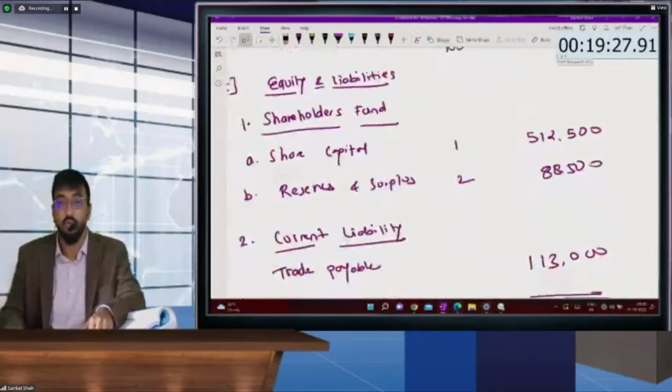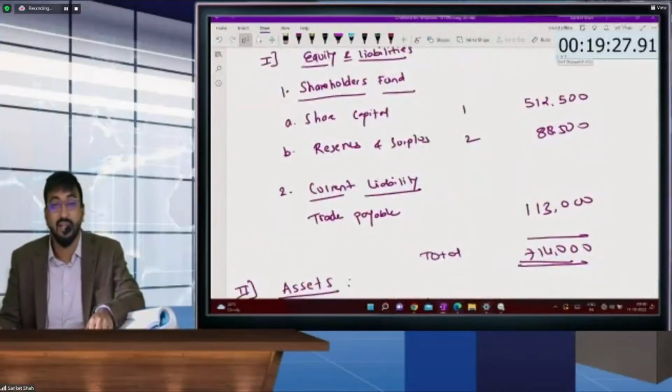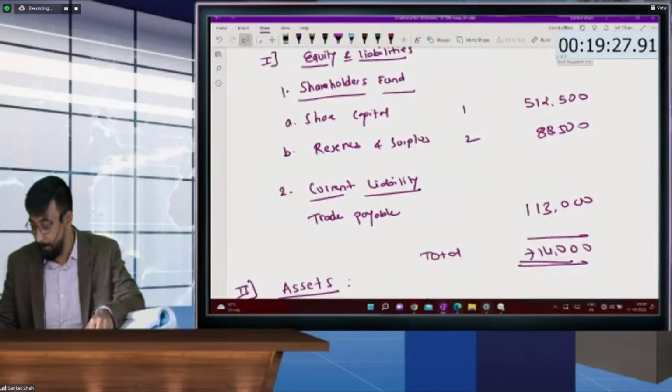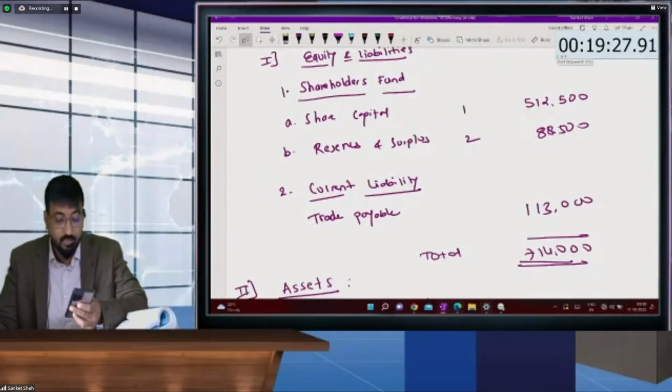Challenge for you is, beta, maximum 18 minutes. Yes, beta, you can start. Harshit says after solving 5 times I will get your speed.